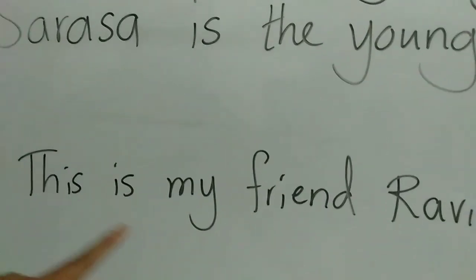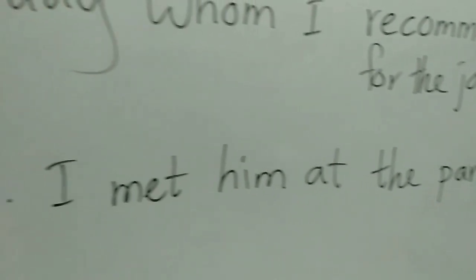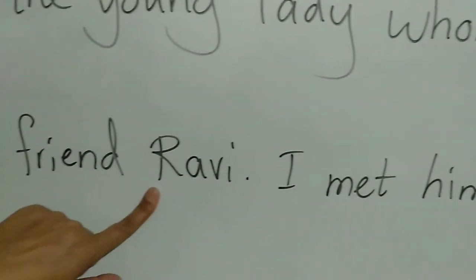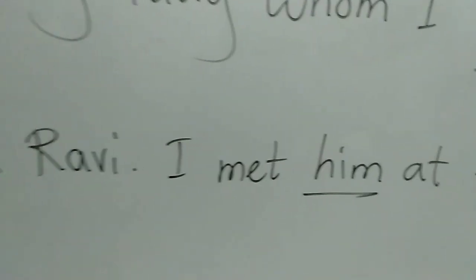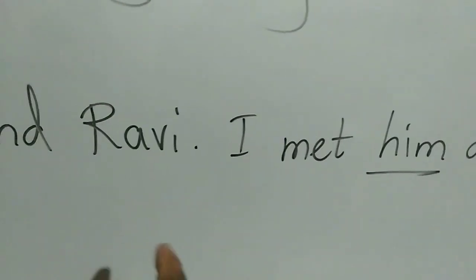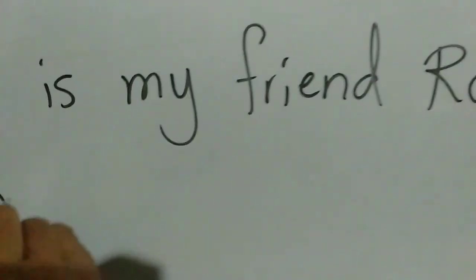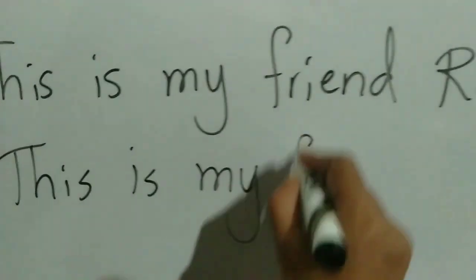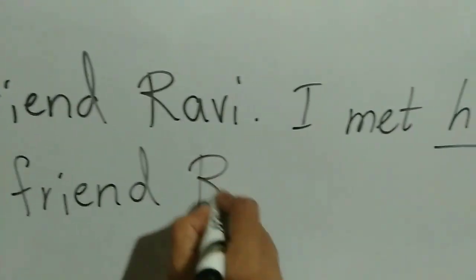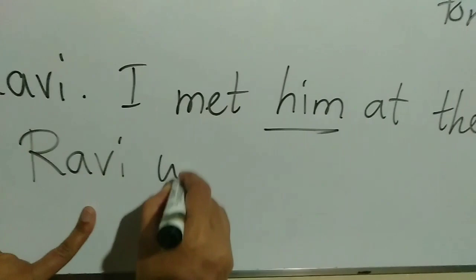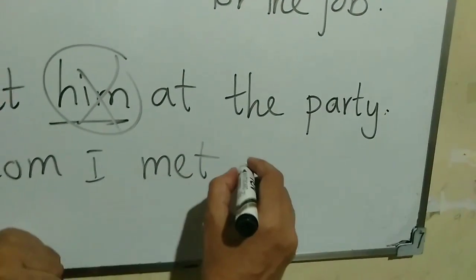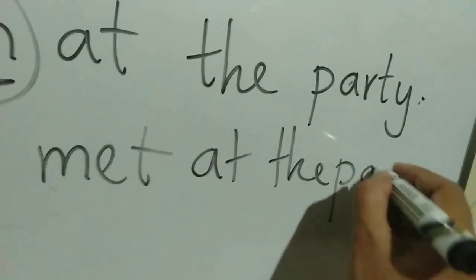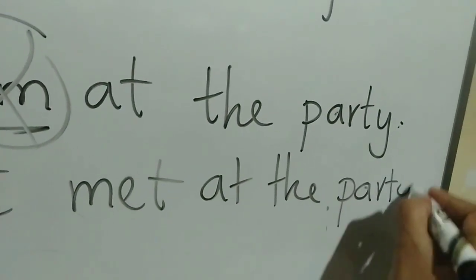Let's see next. This is my friend Ravi. I met him at the party. This Ravi is described with this object pronoun in the next sentence. Then how can you join? This is my friend Ravi whom I met. Replace this, at the party.